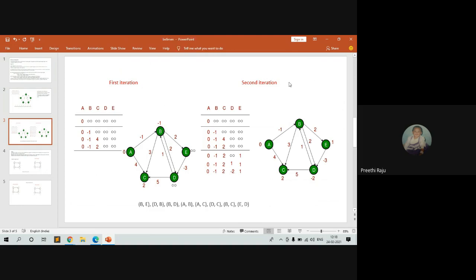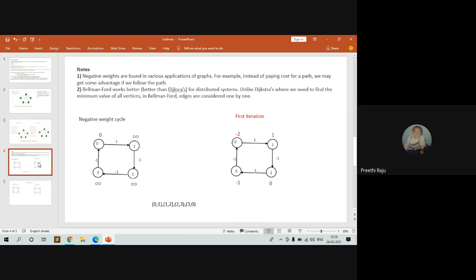Here, since we got this output in the second iteration itself, and also if we do the third or fourth, we'll get the same output as the second iteration, we need not carry on with that iteration. This is our final output, 0, minus 1, 2, minus 2, and 1. And then some notes to be remembered.